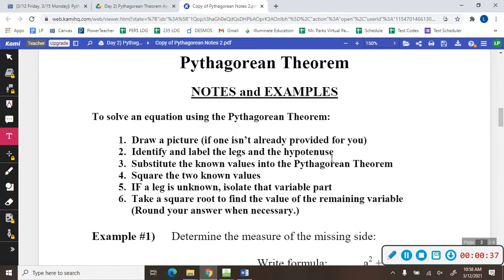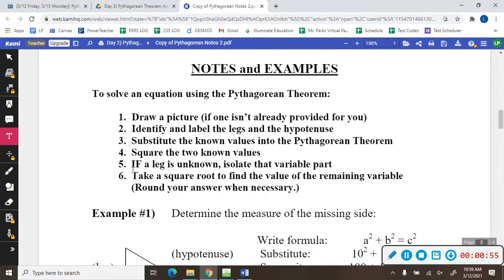So here's what I would suggest you do when you work with the theorem without pictures. 1, draw a picture. 2, identify the legs and the hypotenuse. 3, substitute what you know into the values. And then from there, just solve it.